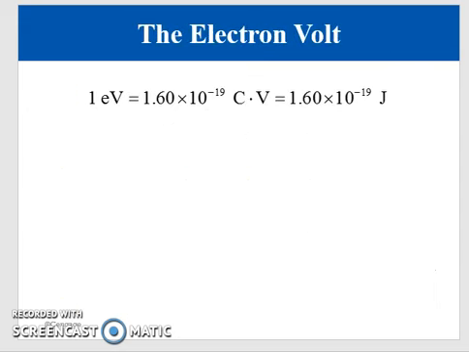Before we leave this video, I'm going to introduce the idea of the electron volt. The electron volt is a unit of energy that's often used in electricity as well as particle physics. It is the amount of energy that a single electron would gain if it were moved through 1 volt of potential. So it really is a measure of energy.